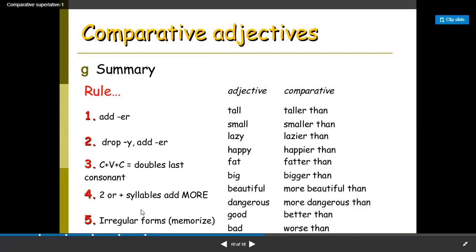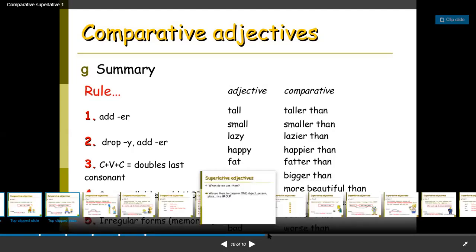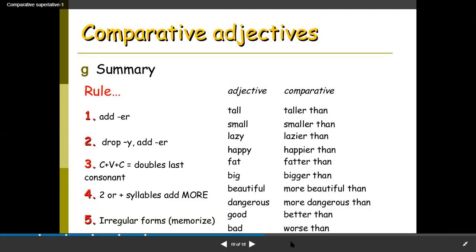We also have the last rule, irregular forms. It means that the adjective will never stay the same, but it will change to another form. So good, in the comparative, will become better than. Bad will become worse than. Far will become further than. All of them will have another form. That's why we call them irregular. This is for the comparative.